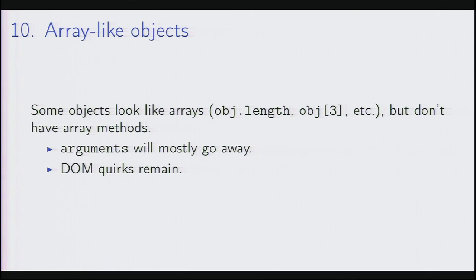You have the pitfall of array-like objects. Some objects look like arrays but really aren't. For example, they don't have all of these nifty array methods. The main culprit is arguments in the core language. That will go away due to the nicer parameter handling. But the DOM quirks still remain. There are things being done to solve that, but those remain.